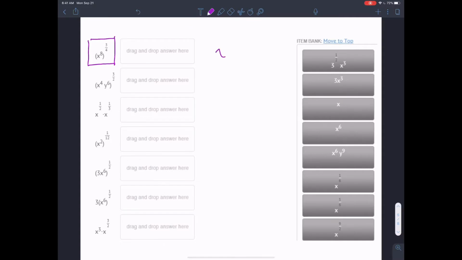If I had this x to the 8th power cubed, right? That's what we did in class. We would distribute this 3 to the 8, and we'd multiply to get x to the 24th power. Well, this time, what I have is x to the 8th power raised to the 3/4, 3/4.